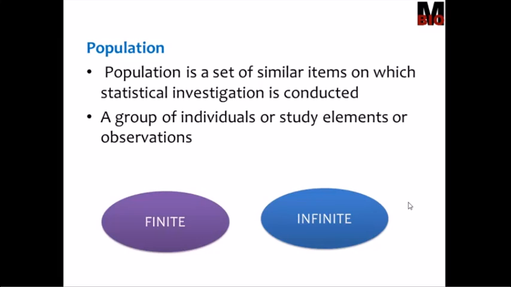The population containing only a limited number of individuals or items is termed as finite population. Then the population containing unlimited number of individuals is called infinite population. Example, stars in the sky, it is infinite. Then fishes in the sea.